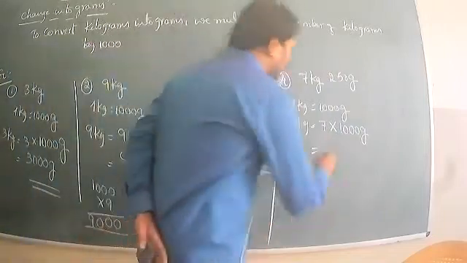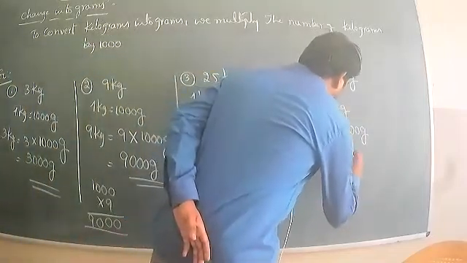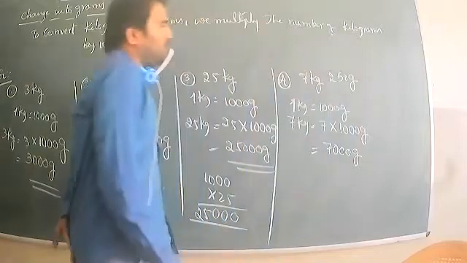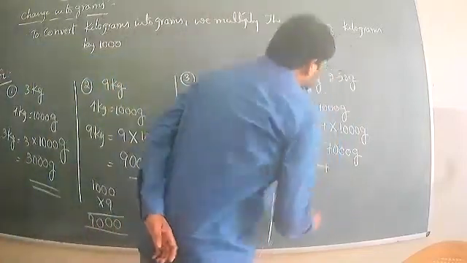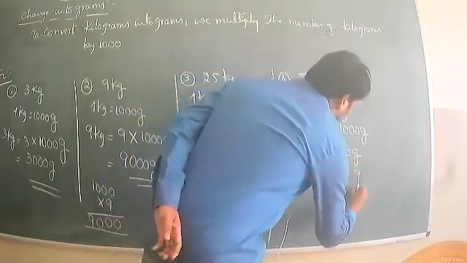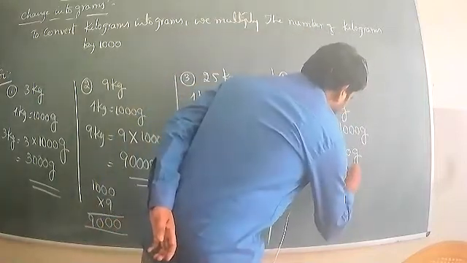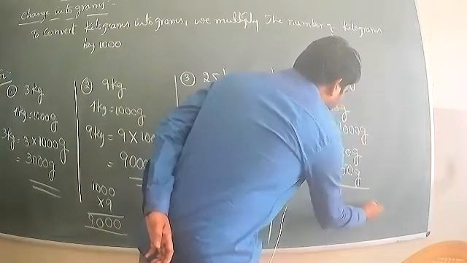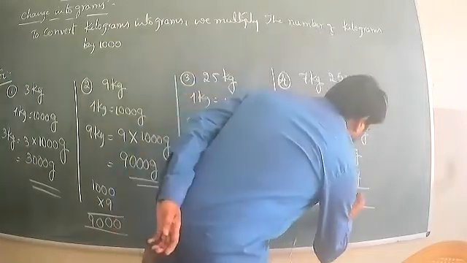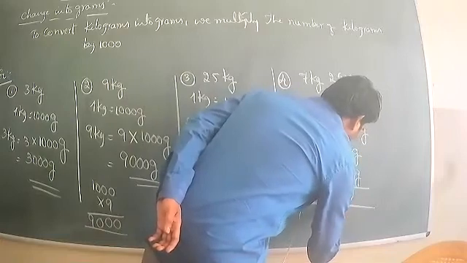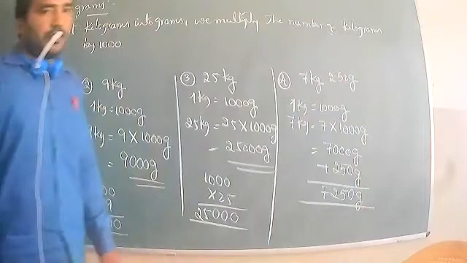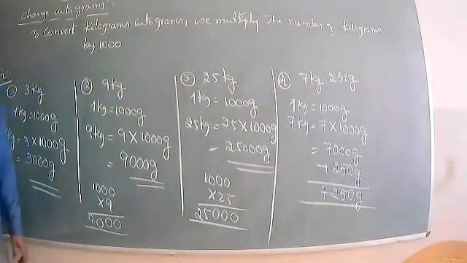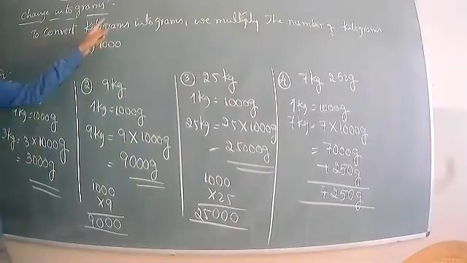Then 7 into 1000 is 7000. You already know that 7000 plus the remaining 250 gram. So we should add 250. Where should we add the 250? In grams. So ones place is 0, tens place is 5, hundreds place is 2. Kg 5, 2, 7, 7250 gram.